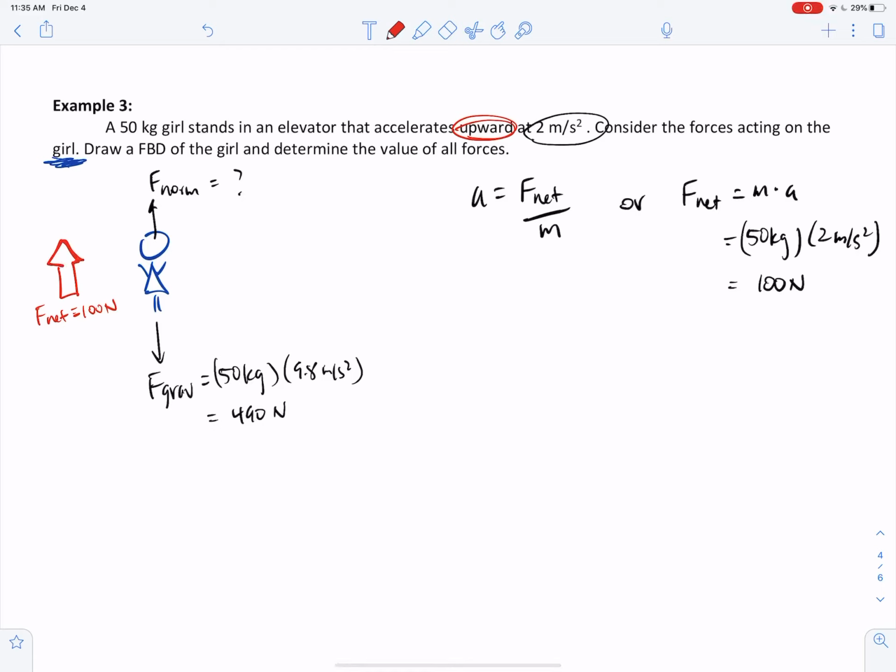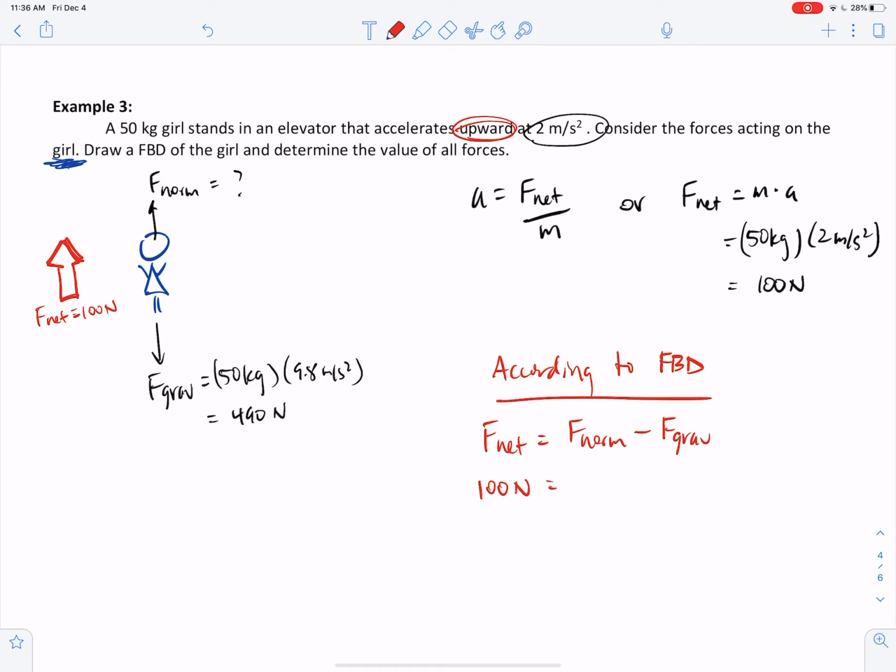And then I'm just going to now go back and try to make sense of the picture, right? The sum of the forces needs to be 100 newtons up, and I've only got two forces in this interaction. So according to the free body diagram, I can figure this out, right? The net force is going to be equal to normal force up minus gravity down, right? The net force is 100 newtons. The normal force is the unknown.